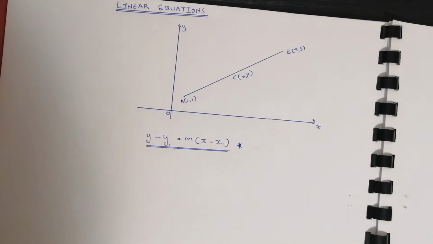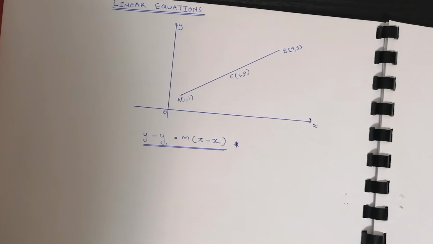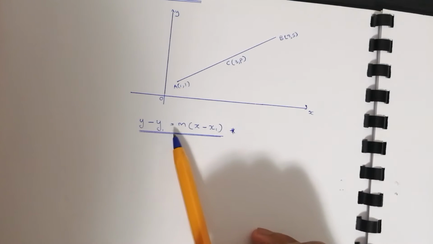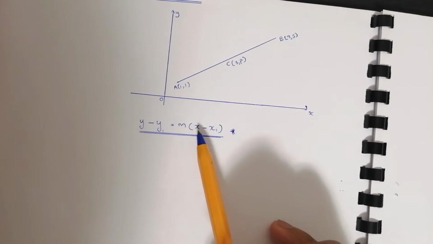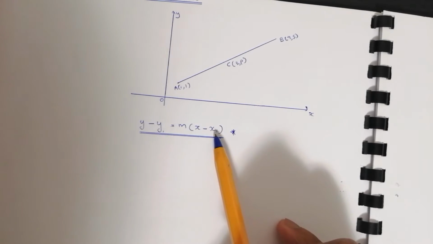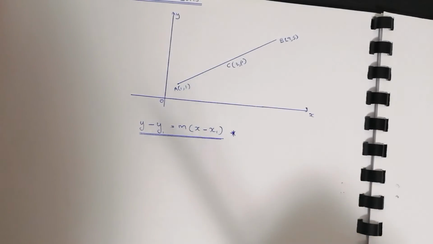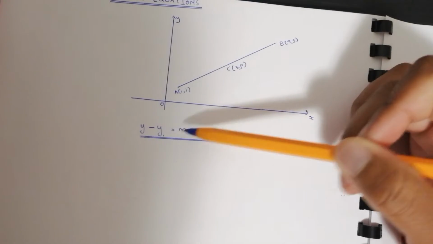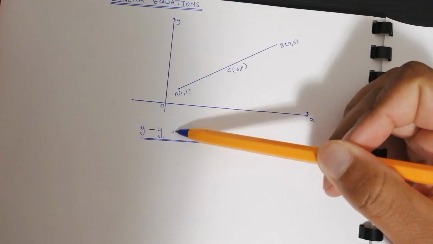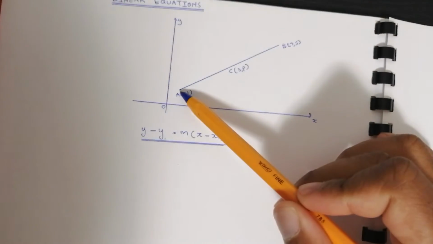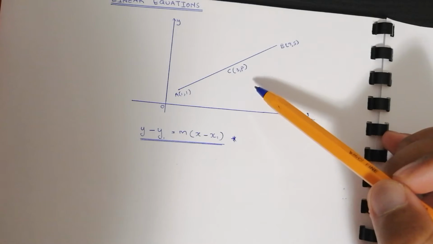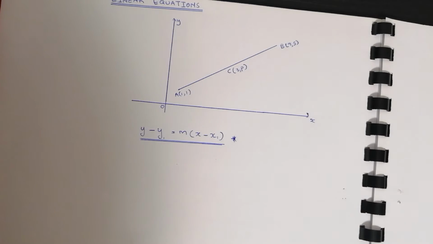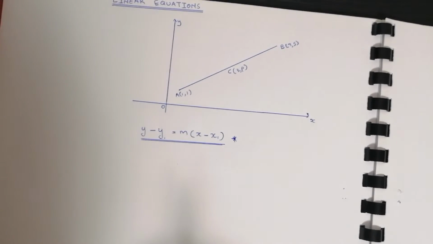Right. So the formula that we're going to use to find this equation today is given by y minus y1 equals m(x minus x1). Before I go into further details about this formula, what I want to mention is that m in this case is still our gradient or slope of the line. So firstly, we're going to find the gradient.